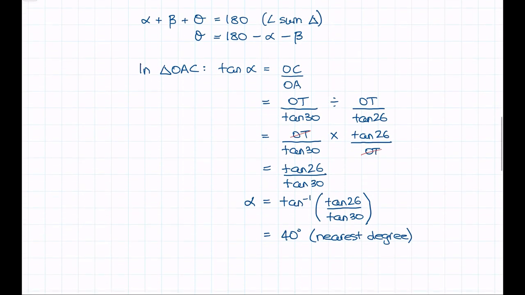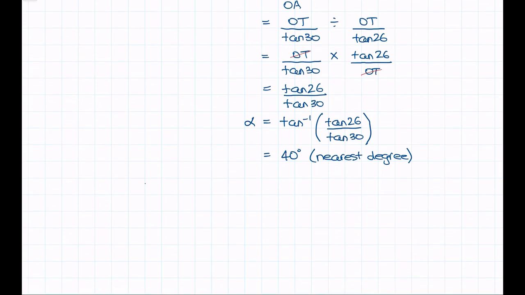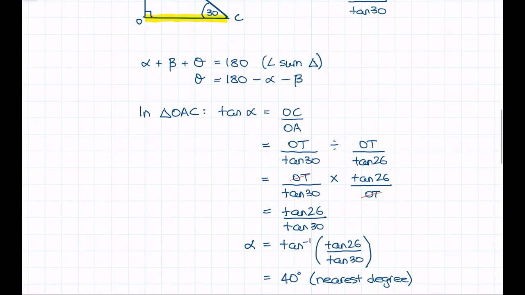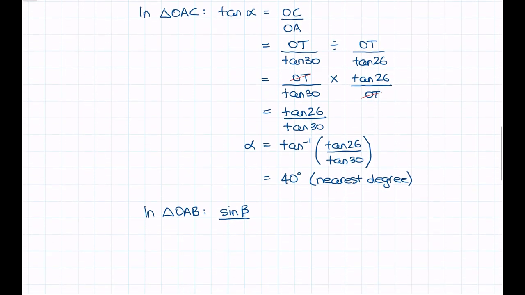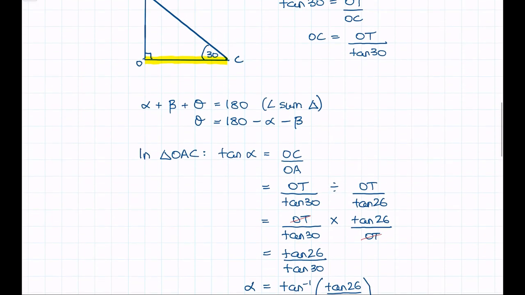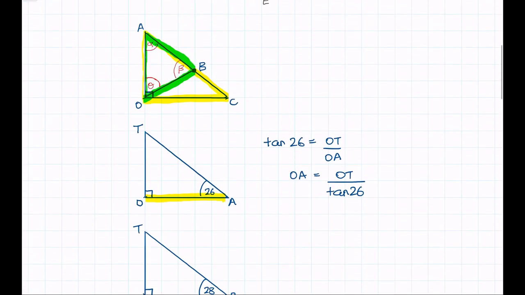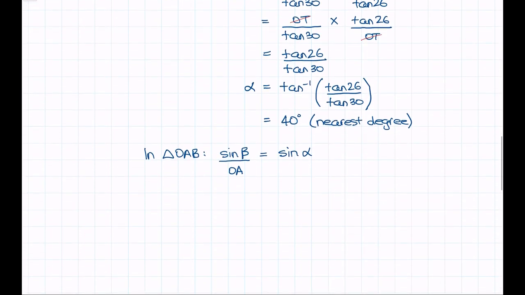So what I'll say is in triangle OAB, we can say that the sine of beta divided by the opposite side. So the side opposite to beta in that triangle is OA. So the sine of beta over side OA will be equal to the sine of alpha over the side opposite to alpha. And in that triangle, the side opposite to alpha is OB. So sine of beta over OA is equal to the sine of alpha over OB. That's using the sine rule.